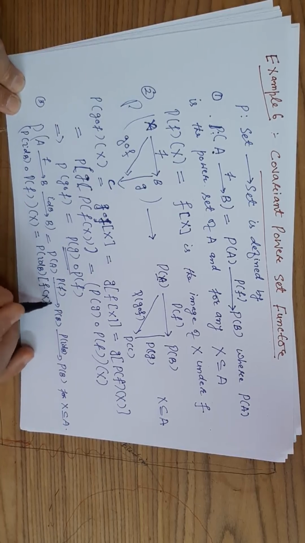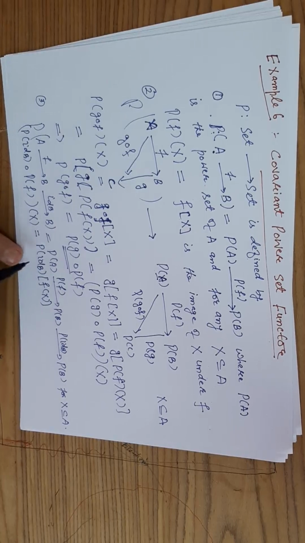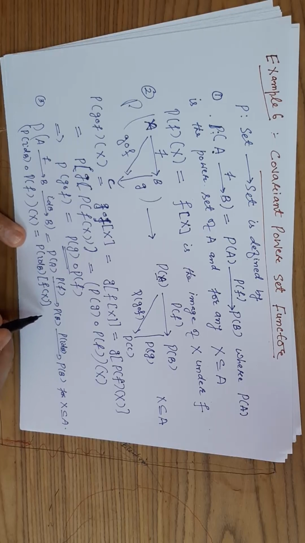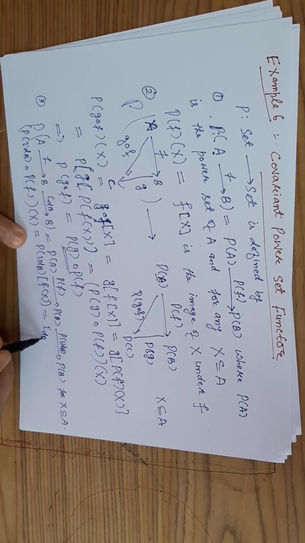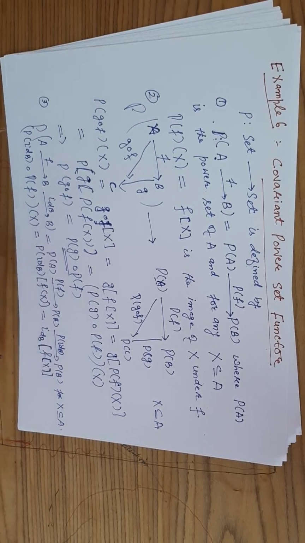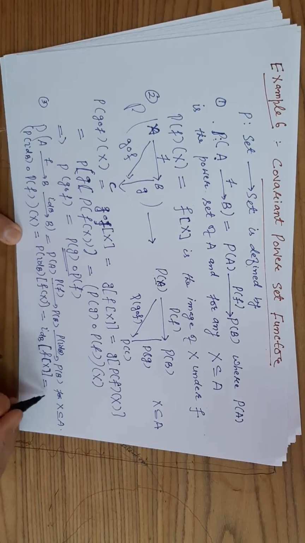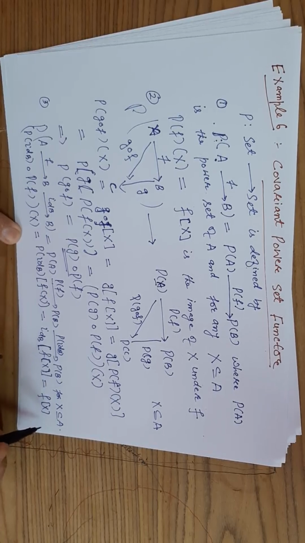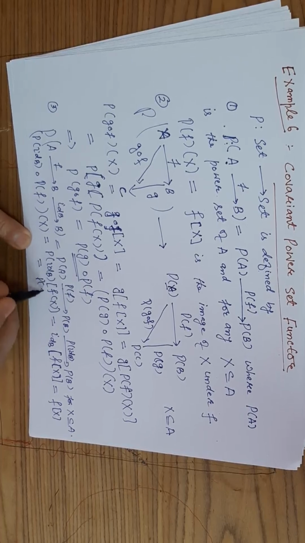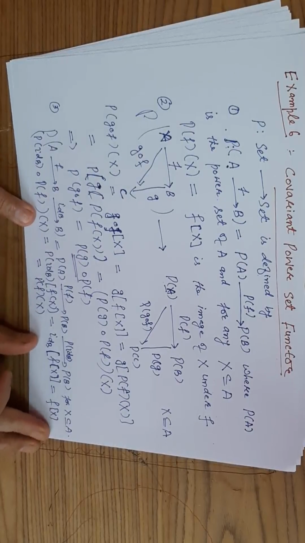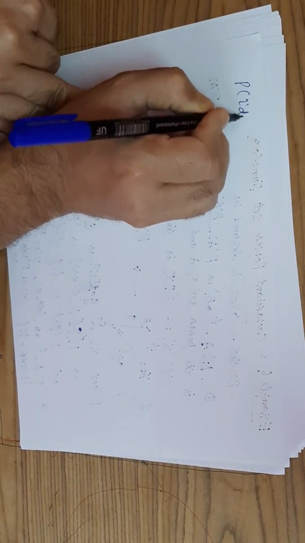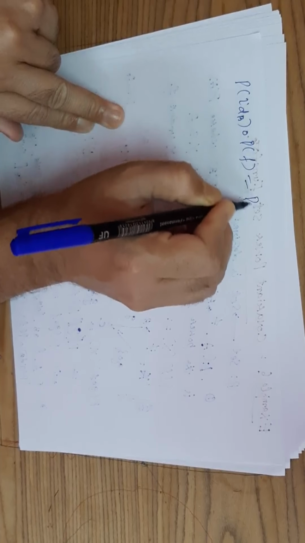P of F of X is going to be F of X. But this P of identity on B on F of X would actually be identity of B of F of X. But identity of B composed with F is the same as F. So this is F of X. And F of X is nothing but PF of X. So thus we have that P of identity on B composition P of F is P of F.